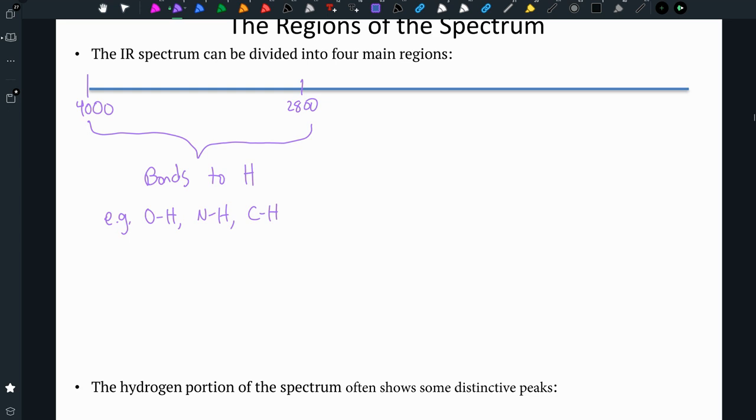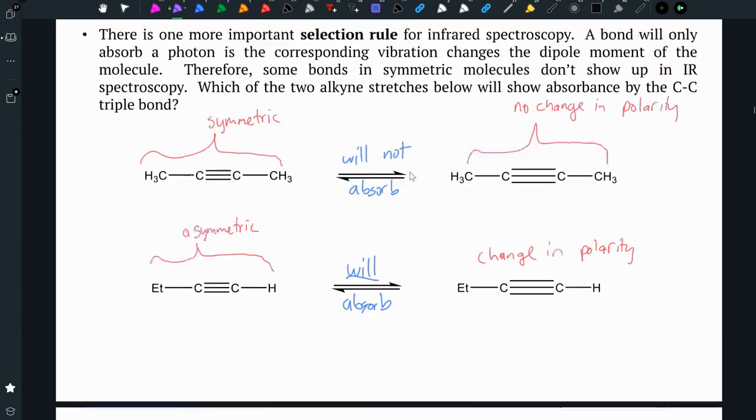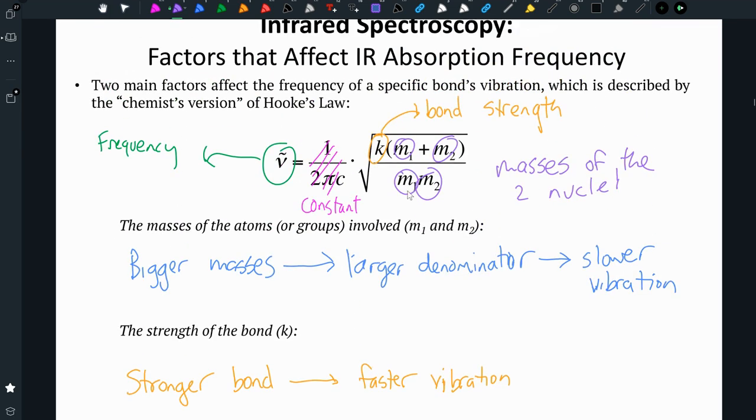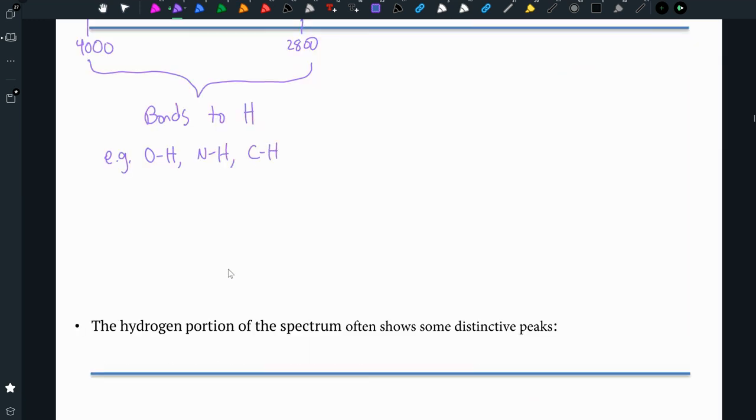These are very fast vibrating bonds. You might ask, well, why are those very fast vibrating bonds? Well, think about it. Hydrogen has a very small mass, right? Hydrogen's mass is 1 compared to carbon, which is 12. So much, much lighter. Having that very light atom leads to a very fast vibration. So bigger mass is slower vibration, small mass, faster vibration.